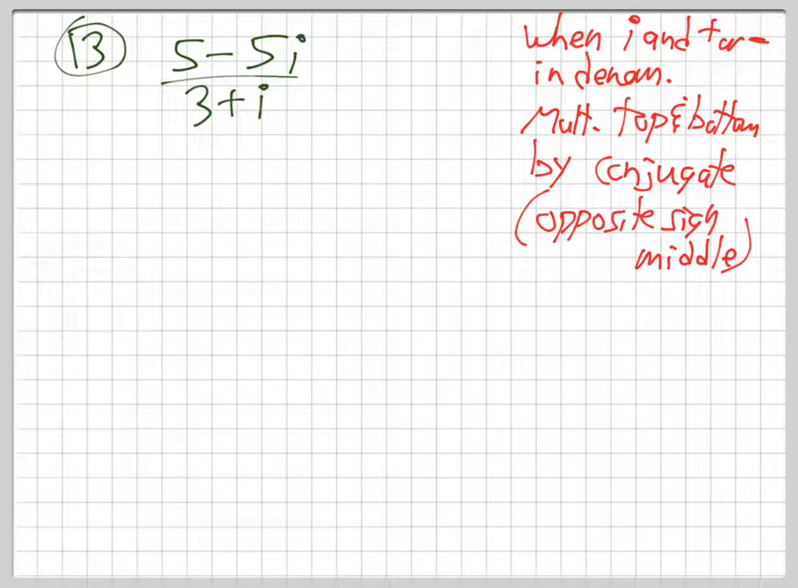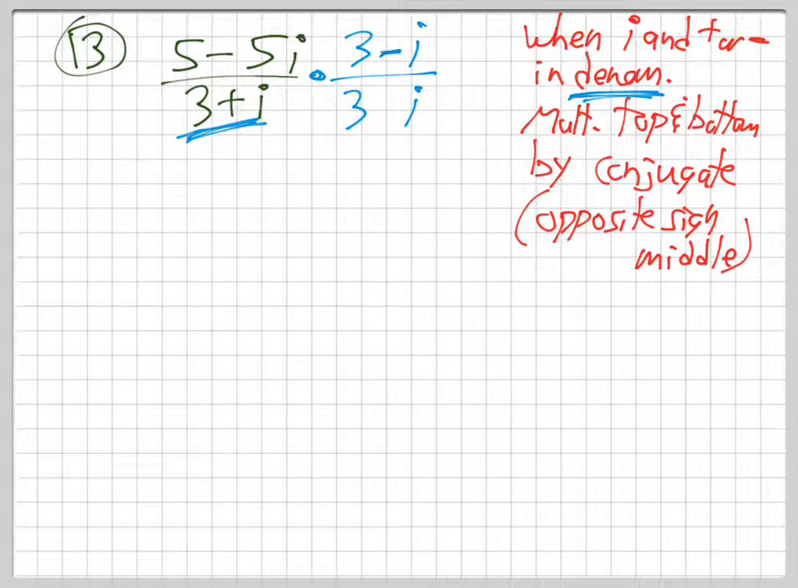So when they give you something like this, that has an i and a plus or minus in the denominator, then you use the conjugate of the denominator. Basically, we want to get rid of the i from the bottom. So how we do it is we multiply by exactly that denominator, top and bottom, but opposite sign in the middle.